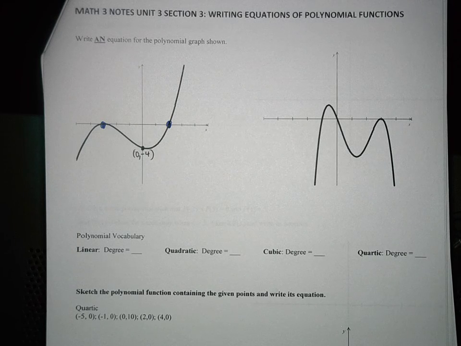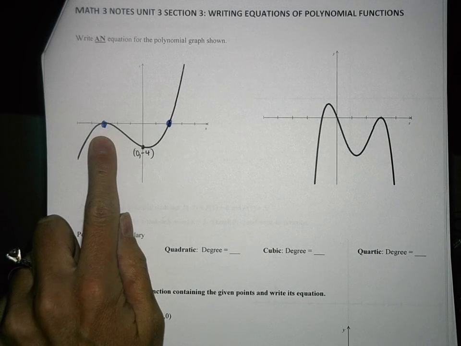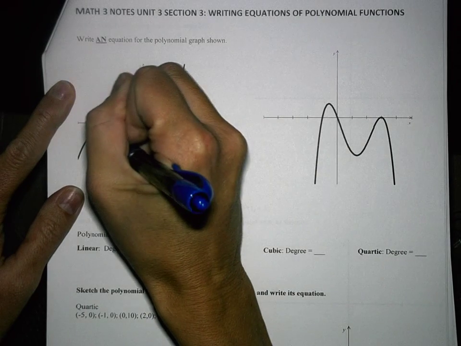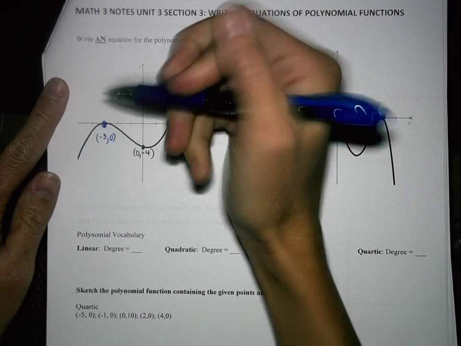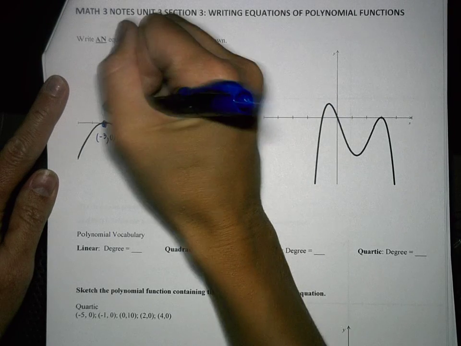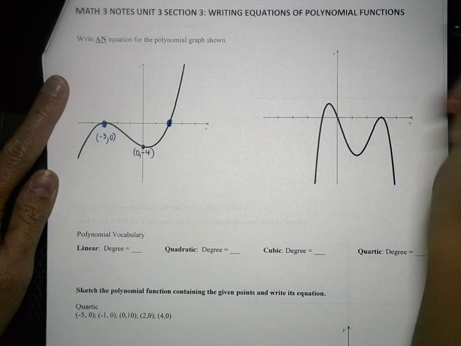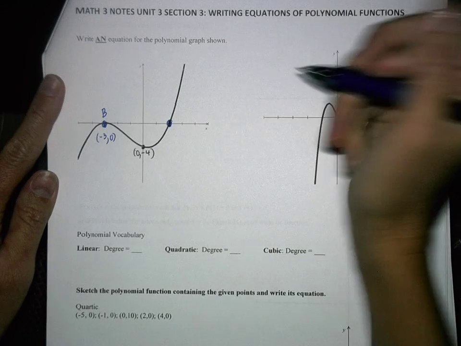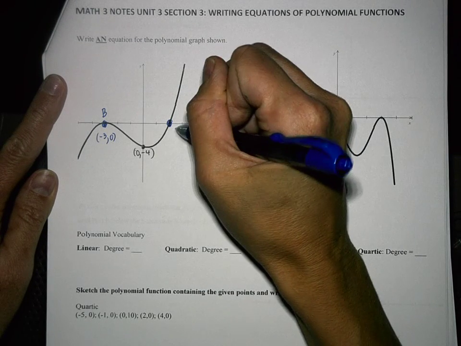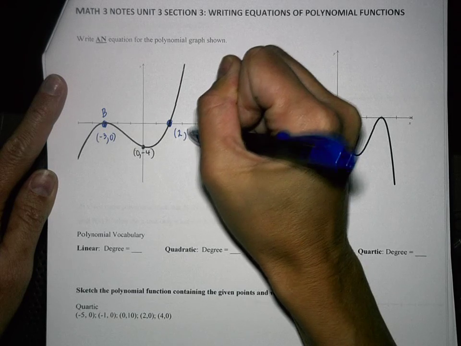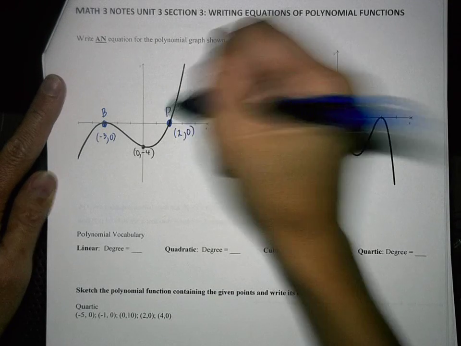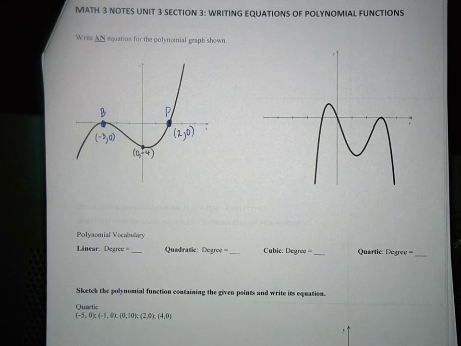We're kind of working backwards right now. What point is this at right here? This is at (-3, 0). Destiny also mentioned that at this point right here, it is bouncing or passing through? Bouncing, very good. This point right here, where is that? (2, 0), good. And is that bouncing or passing through? Passing through.